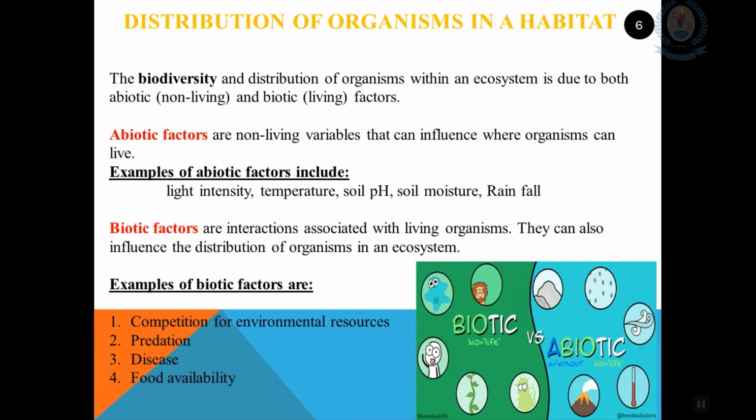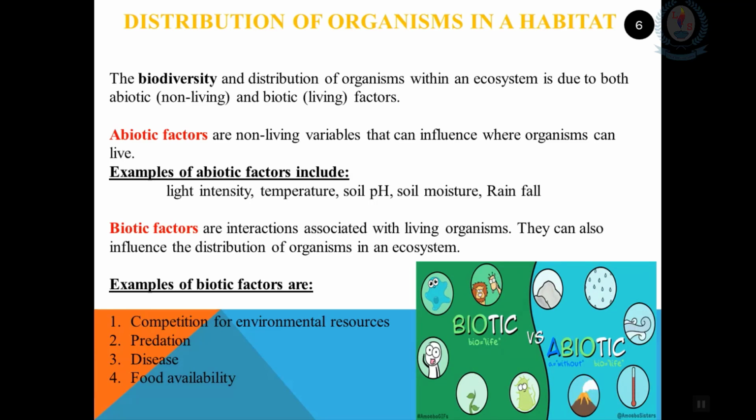The biodiversity and distribution of organisms within an ecosystem is due to both abiotic and biotic factors. Abiotic factors are the non-living elements of the habitat of an organism. They include those related to climate, such as the amount of sunlight, temperature, rainfall, the pH or moisture in the soil, and they have a great influence on the success of an organism in a habitat.